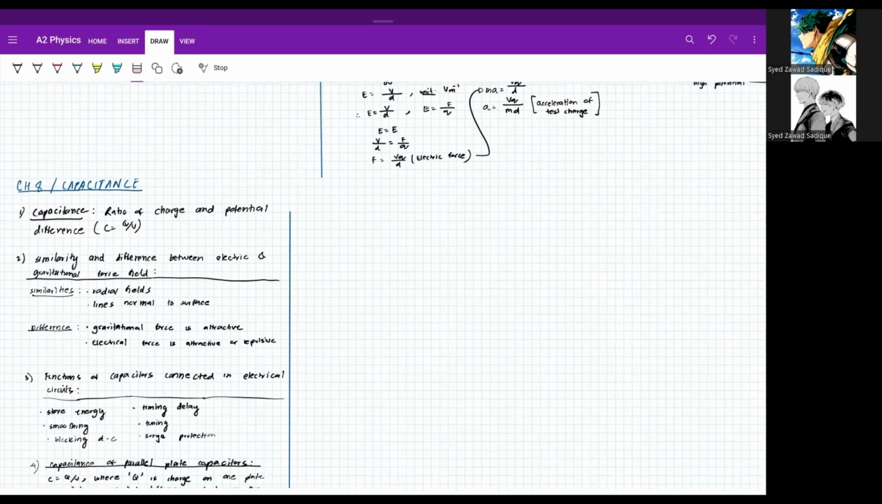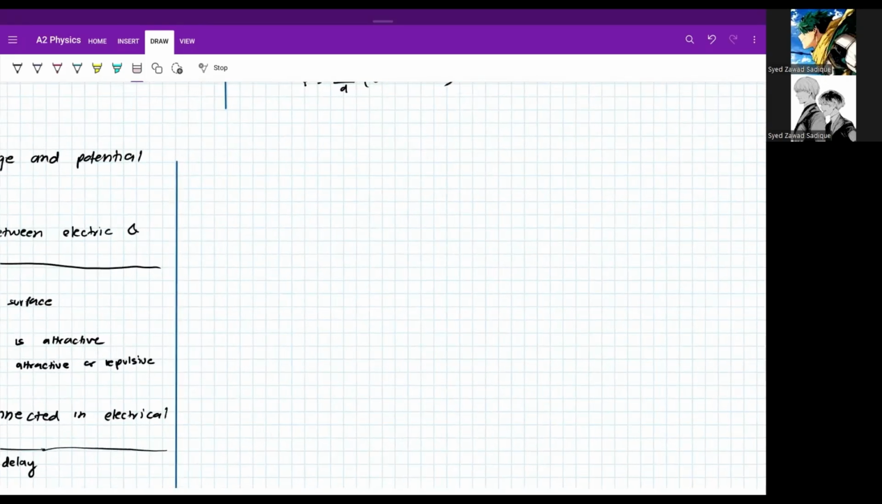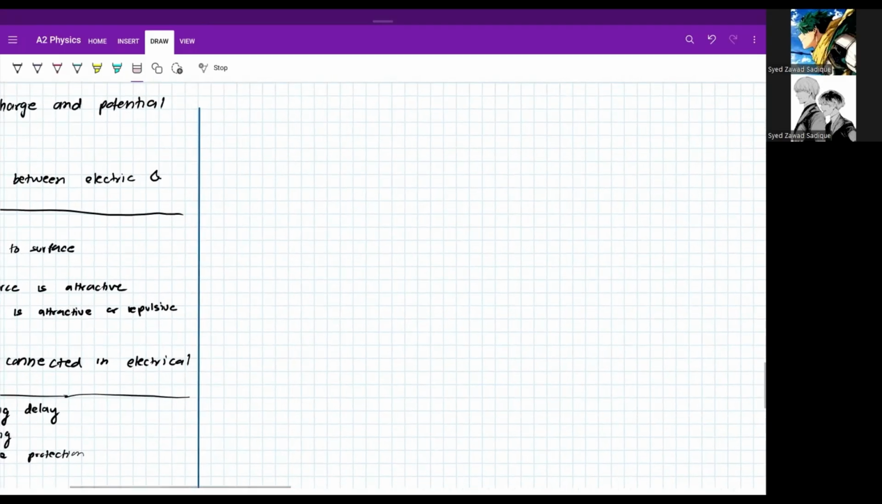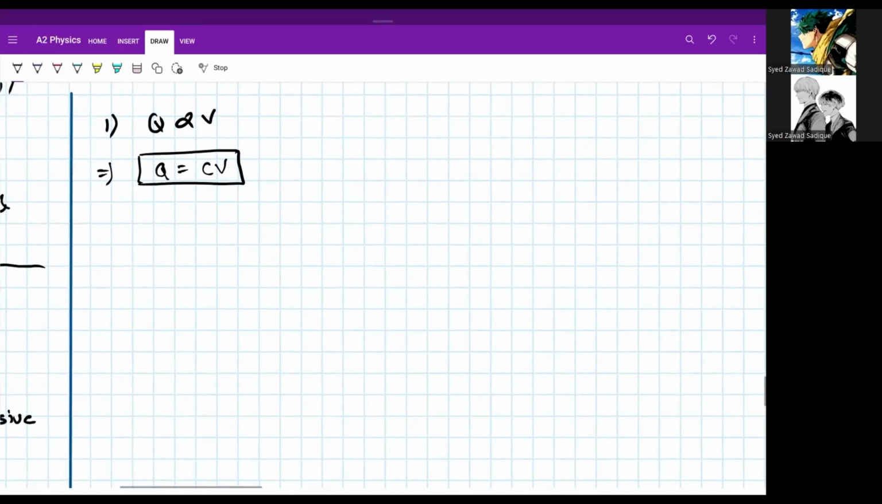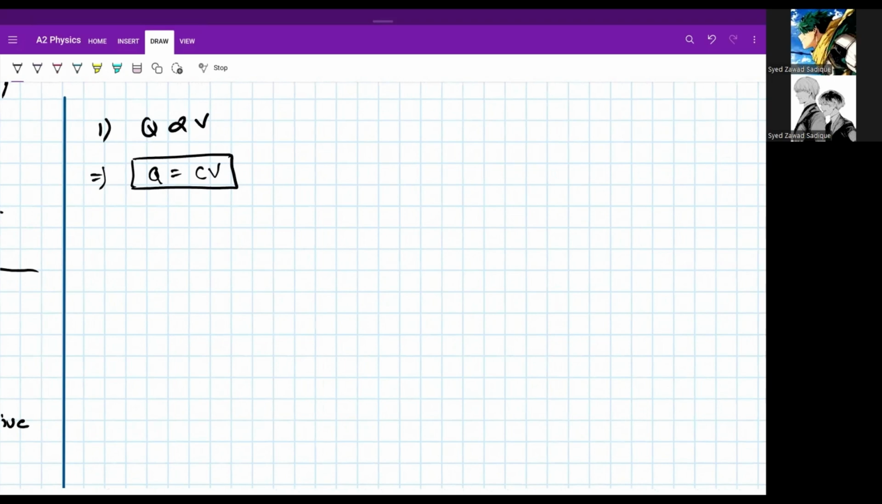Now time for concepts. So concepts of capacitance are very simple. The entire topic's main concept is 1. Charge is proportional to the potential difference. Charge is equal to CV. Okay. All right. So unit of charge is Coulomb. Okay. Therefore, C is equal to Q by V, unit Farad, F.